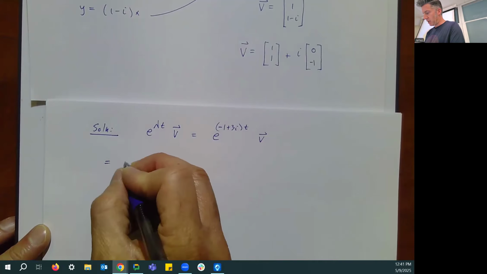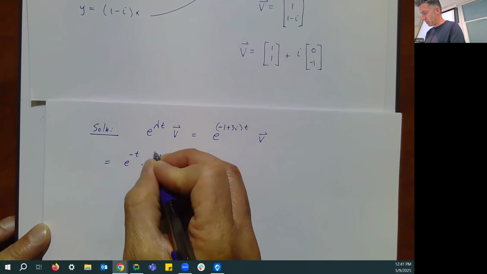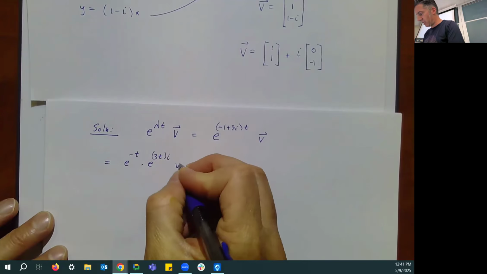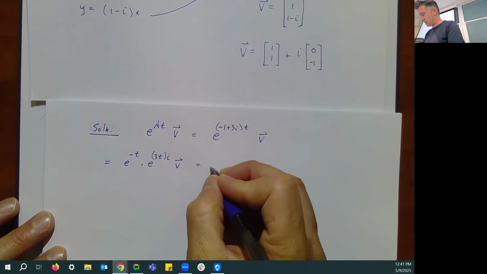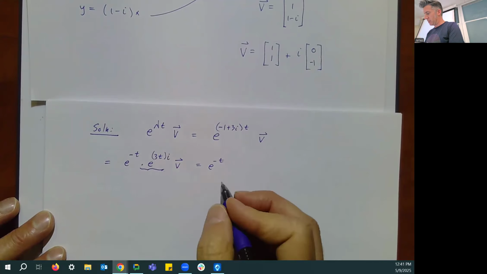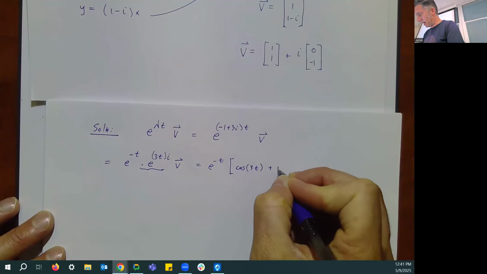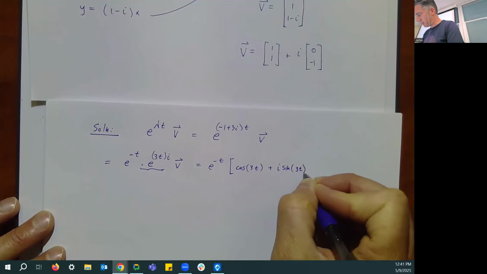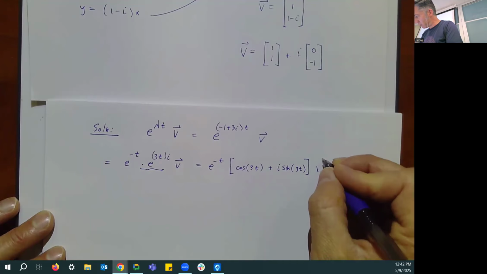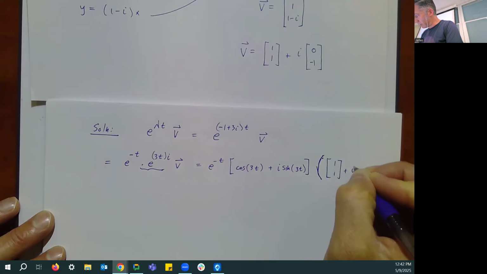This is going to become e to the -t times e to the 3t times i. The i is the part that needs to separate out, so then we can use the cosine sine thing. So then we're going to rewrite this as e to the -t, and this part here, that's where we're going to use Euler's formula and say that's going to equal cosine of 3t plus i times sine of 3t times our vector v. Yeah, I'll write the vector v at this juncture. So my vector v is (1, 1) plus i times (0, -1).